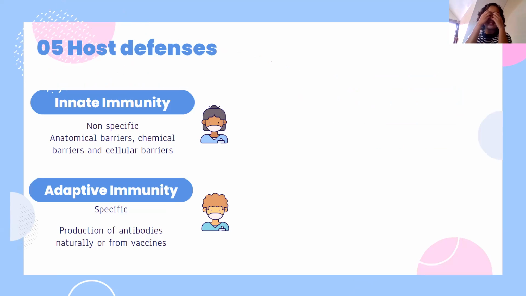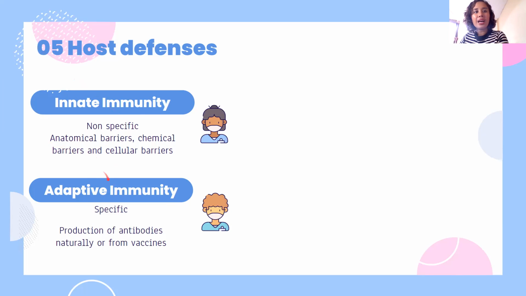Ito guys, host defenses. Of course, if you have a strong immune system, you can fight off bacterial pathogens. Okay? So actually, in your immune system, we have two. We have innate immunity. These are non-specific. Example, anatomical barriers. Example, guys, your skin. This is one big anatomical barrier. So this skin protects your vital organs from the harmful environment. Chemical barriers, marami tayong chemical barriers na pag-uusapan, and cellular barriers, your white blood cells.